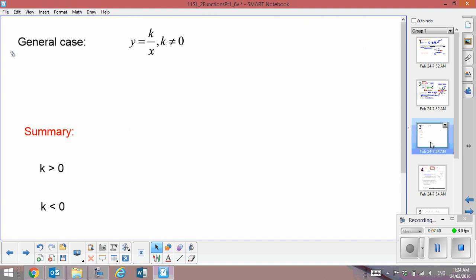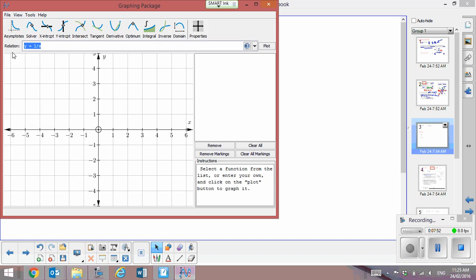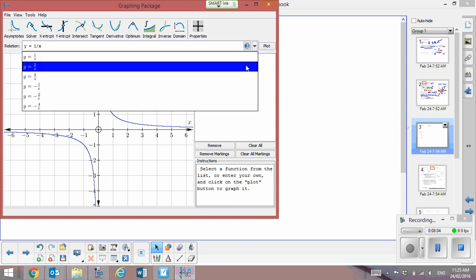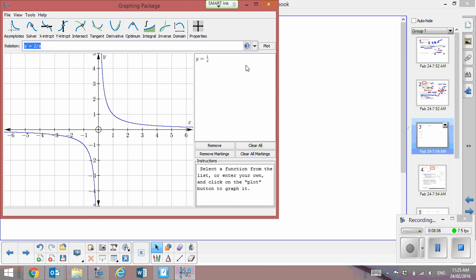So in the general case, what if our constant is not 0, but we have a different value for k? This is in your textbook, so you can open this up and look at it yourself. There's our y equals 1 over x, and we can plot that, and we get the hyperbola we just talked about. What if we plotted y equals 2 over x? What do you think is going to happen now? You could pause that and try and sketch in what you think it would look like.